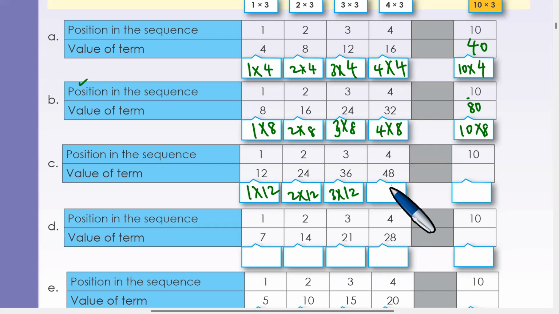Isn't it? Okay. Also now the position is 4. 4 times what gives 48? The position is 10 times what? It's times 12, times 12, times 12. So it must be 12. What is 10 times 12? So 120. Okay, what must be here?